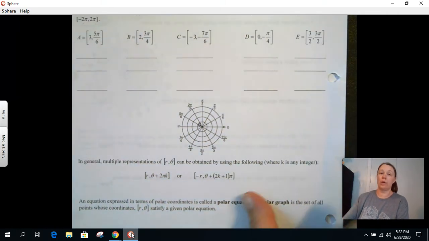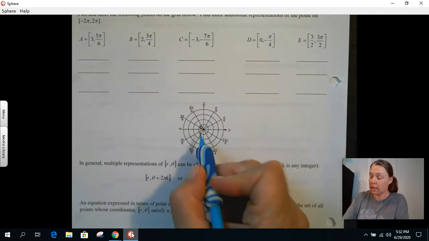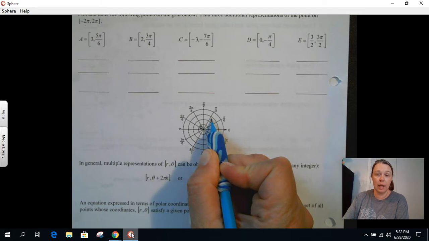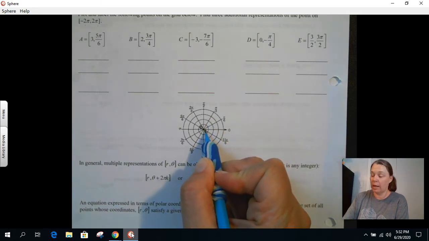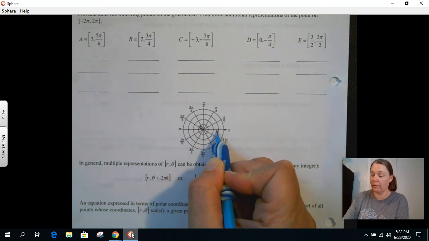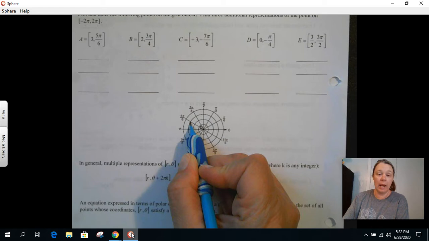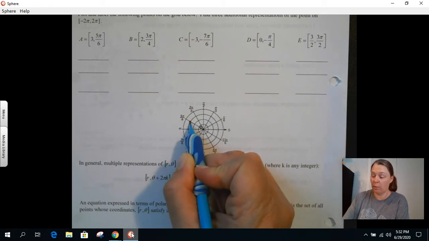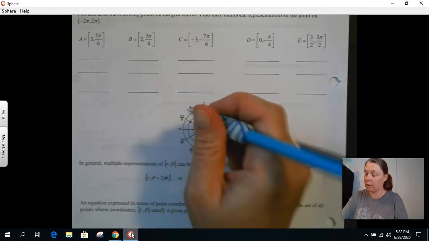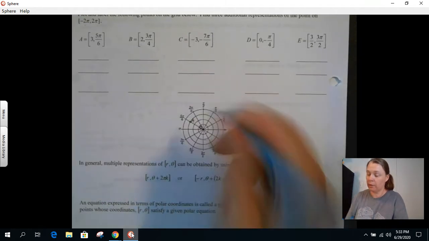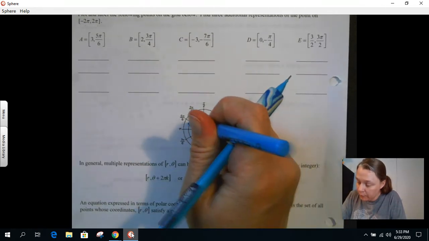Okay, so this is 3, 5 pi over 6. So the 3 tells me I have a radius of 3. So I would have to go out 3 rings, and then I'd have to go to an angle of 5 pi over 6. So a positive radius you could think of as going to the right 1, 2, 3, and then I have to rotate in a counterclockwise direction 5 pi over 6. So here is my point A.